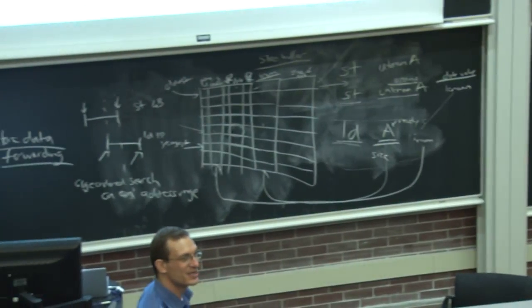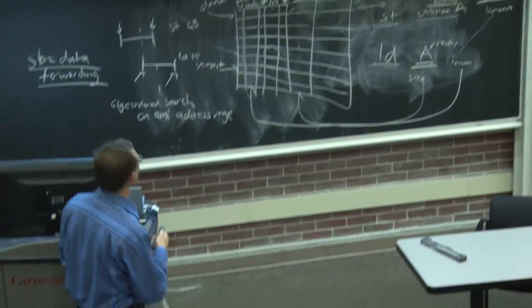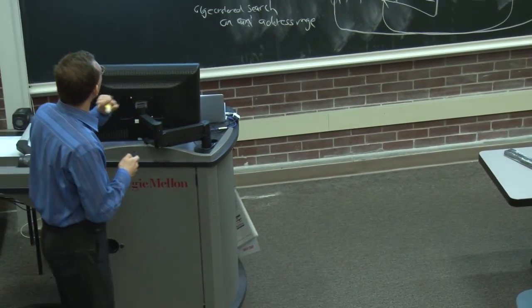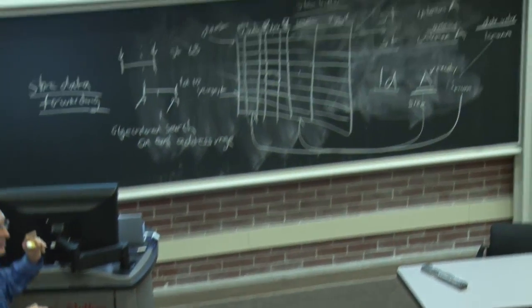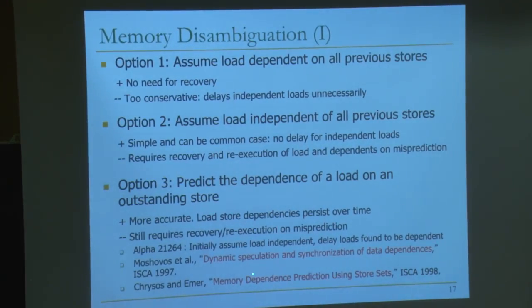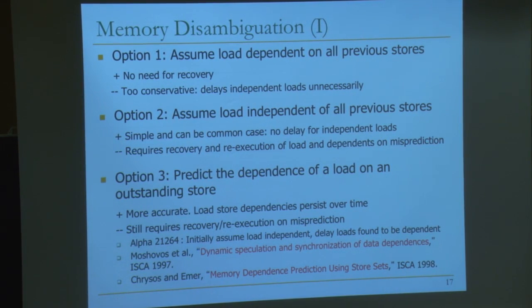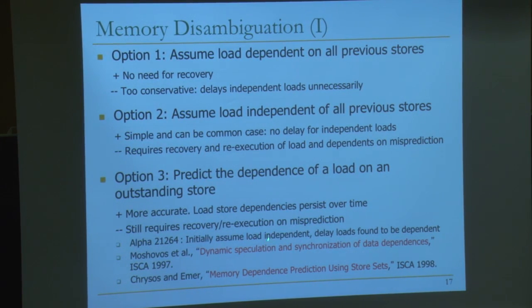OK. Any questions? This is fun, right? I'm not going to go into a prediction mechanism, but actually, I'll give you one prediction mechanism. So Alpha 21264, remember the paper that I recommended? What it does is, when it first executes a load, if it has no information, and I'll tell you what that information is, it assumes the load is independent of a previous store. And it has logic that checks whether this is true, right? If it's true, there's no problem.